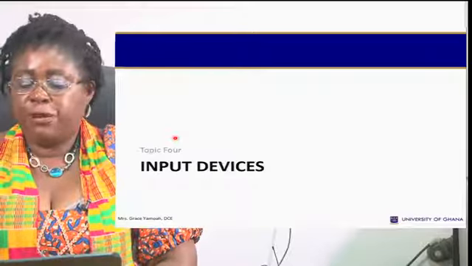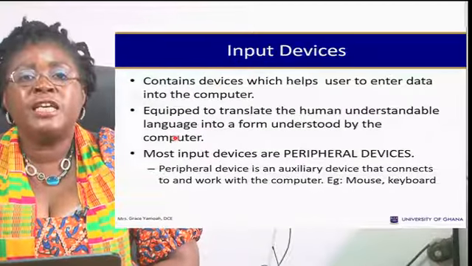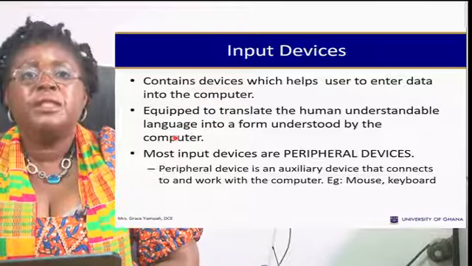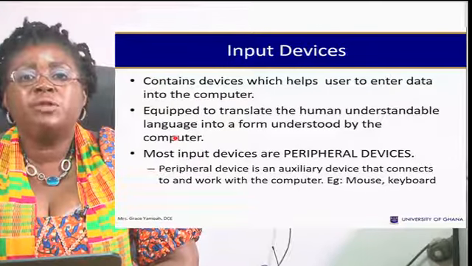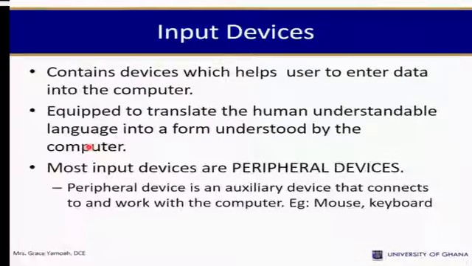Then we move to input devices. Input devices are the devices that feed data and instructions to the computer. They help the user to enter data into the computer, equipped to translate the human understandable language into a form understood by the computer. Most input devices are peripheral devices. A peripheral device is an auxiliary device that connects to and works with the computer. Examples are the mouse and keyboard.